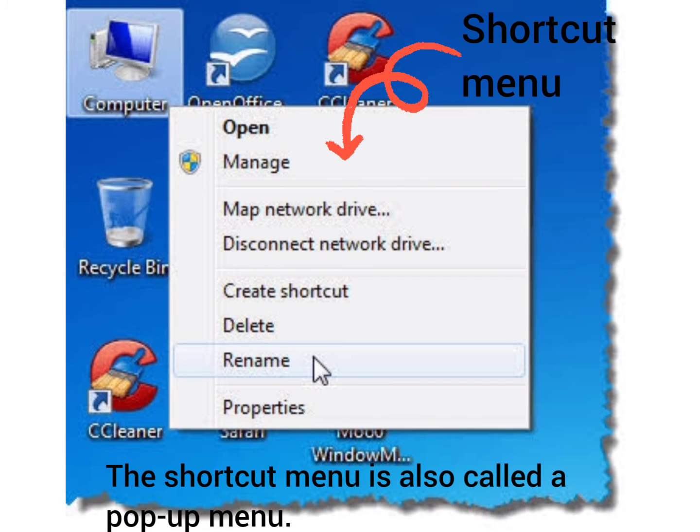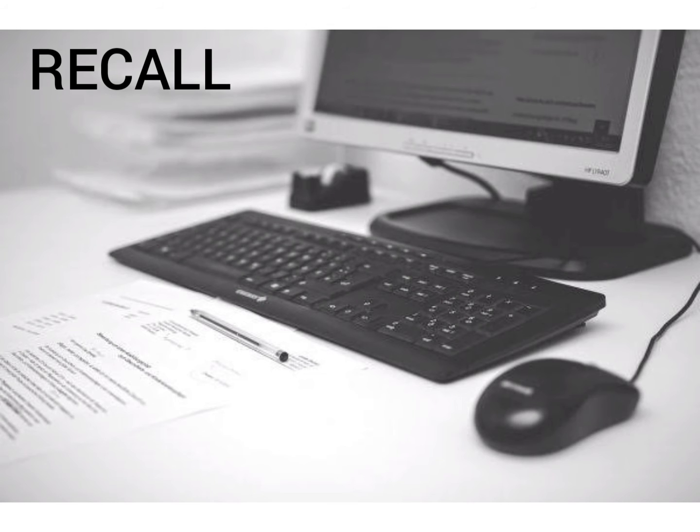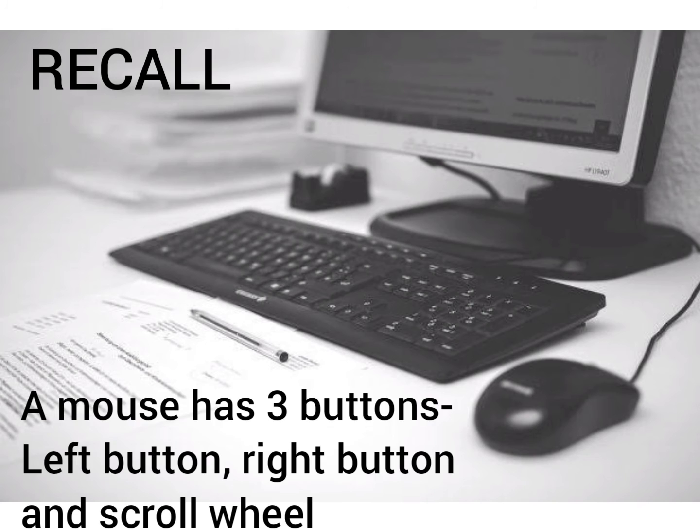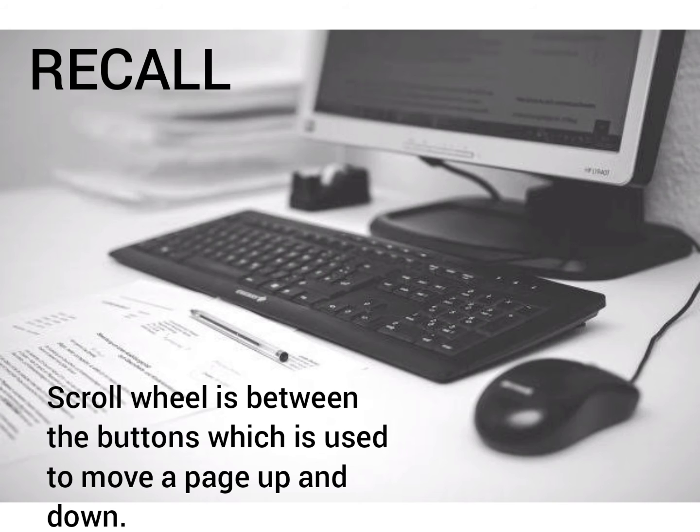So what we have seen in this chapter, we have first seen what is a mouse. It is a pointing device and it is used to draw and color pictures and play games on a computer. Then we have seen there are three buttons on a mouse, that is left button, right button and scroll wheel. Scroll wheel is between the two buttons which is used to move a page up and down.